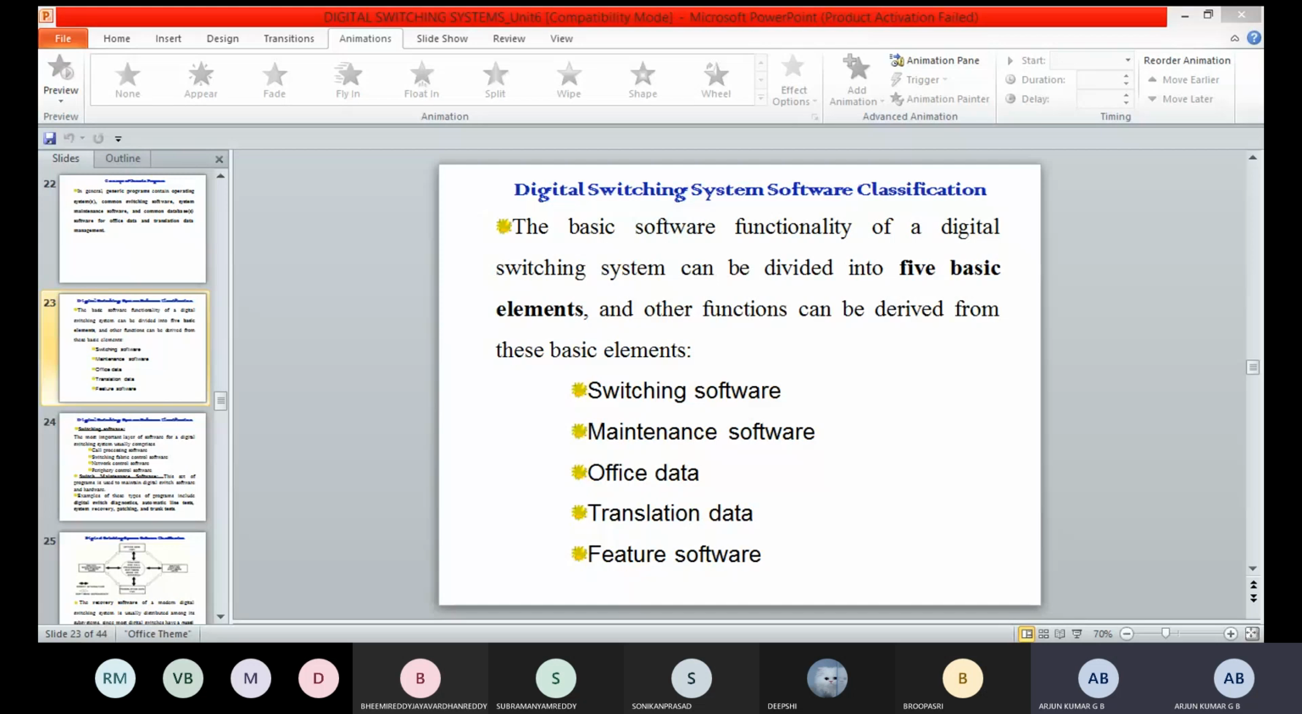Based on the functionality, we can classify it. Based on the function, we can derive these 5 classifications.